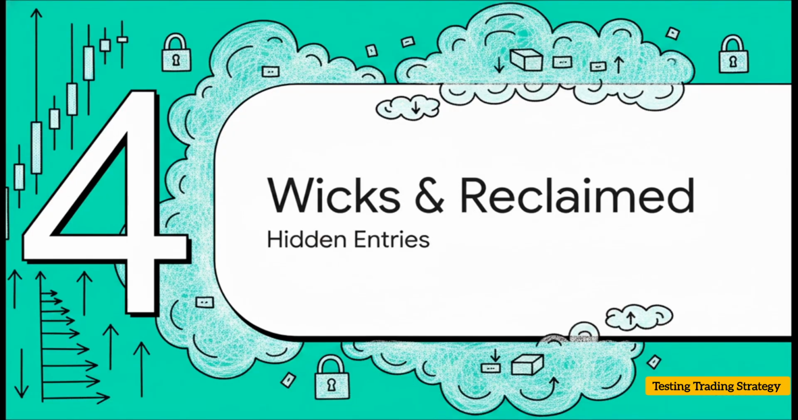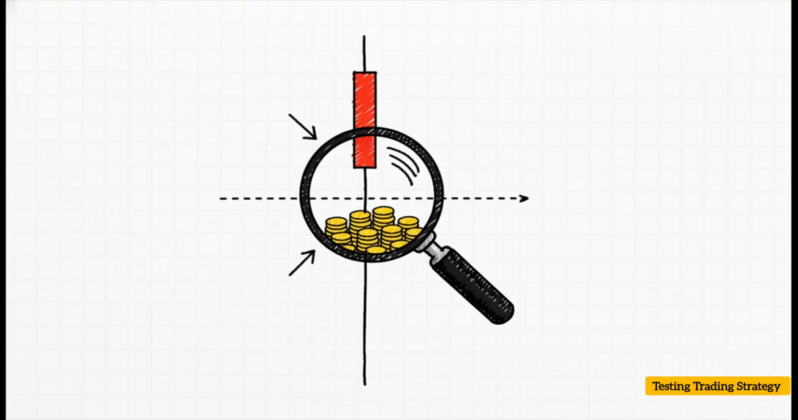Okay, on to Section 4, wicks and reclaimed zones, where we uncover hidden entries and market ladders. So here we're looking at the rejection block. Instead of just staring at candle bodies, we're hunting in the long wicks at the top or bottom of a major swing. Turns out smart money sneaks their massive orders inside these wicks. Apply that mean threshold rule to the wick itself. If price rejects that exact 50% midpoint of the wick, you've got a precise entry with a tiny stop loss. But if the body closes past it, you know it's a trap.